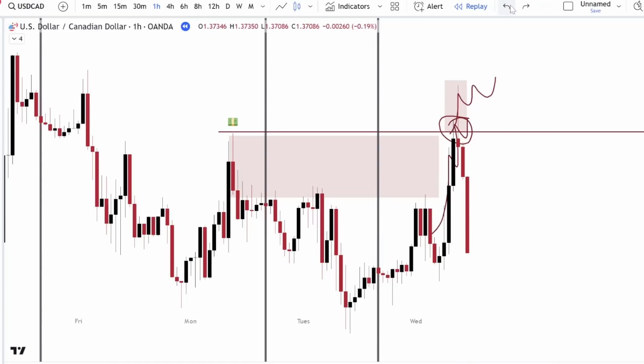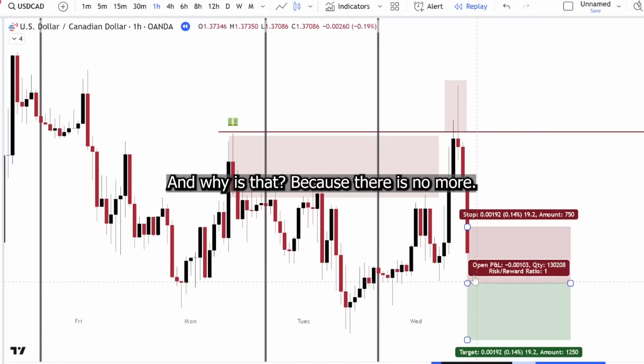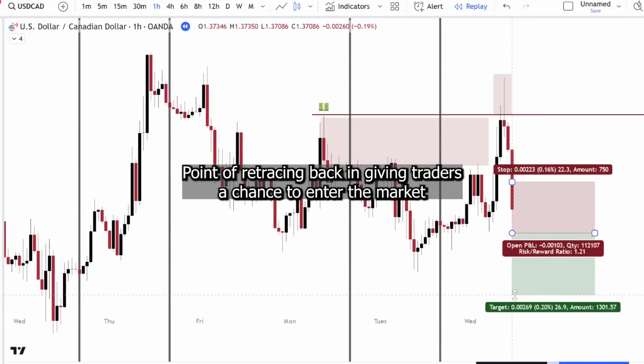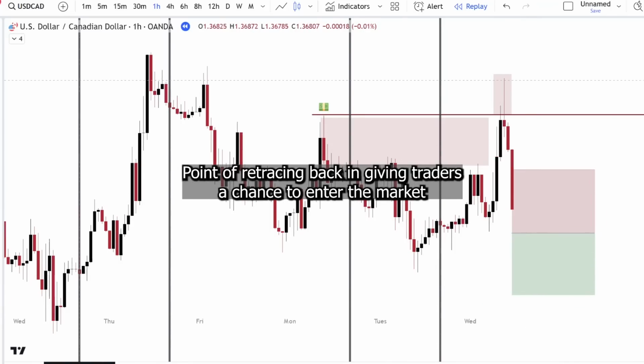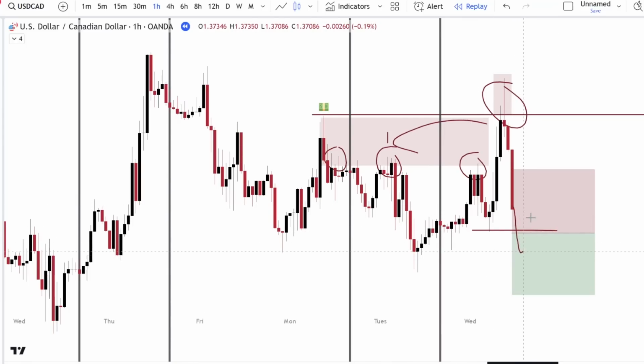So when you have 3-day long liquidity built, you have a high probability chance of getting a continuation trade without a retest because the selling pressure would be too much. And why is that? Because there's no more point of retracing back and giving traders a chance to enter the market, because the market's already been trapping them since Monday, Tuesday, and early session Wednesday. So when price did eventually take out all these sellers, there's no point of breaking this structure here and retracing back, giving traders another chance to get in a trade and giving them a short signal.